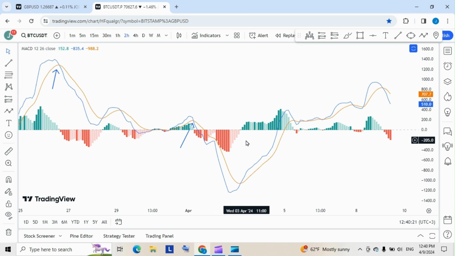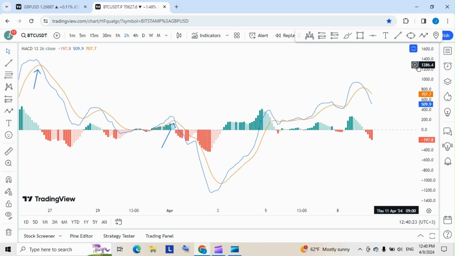And later again, we have another crossover at the bottom here, where the MACD line crosses over the signal line. As soon as we have a crossover here, you want to look for an entry for a buy. You see from the histogram here that the buyers are really in control. You can see the buying power.